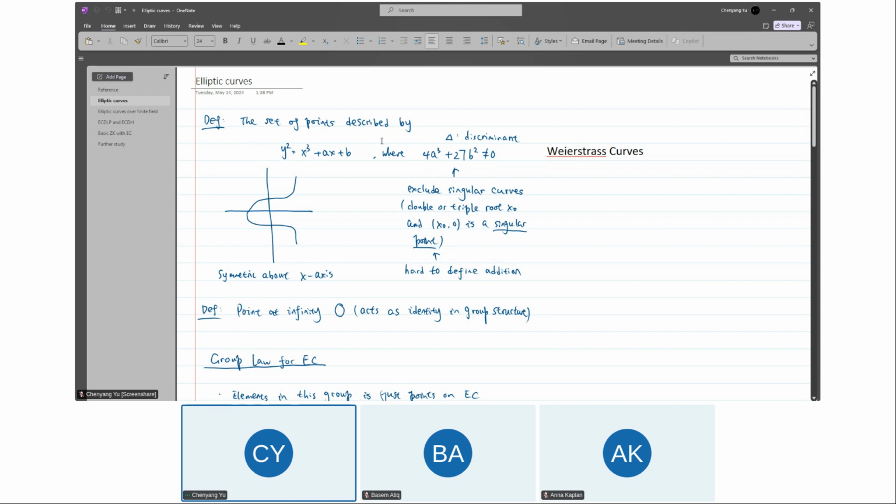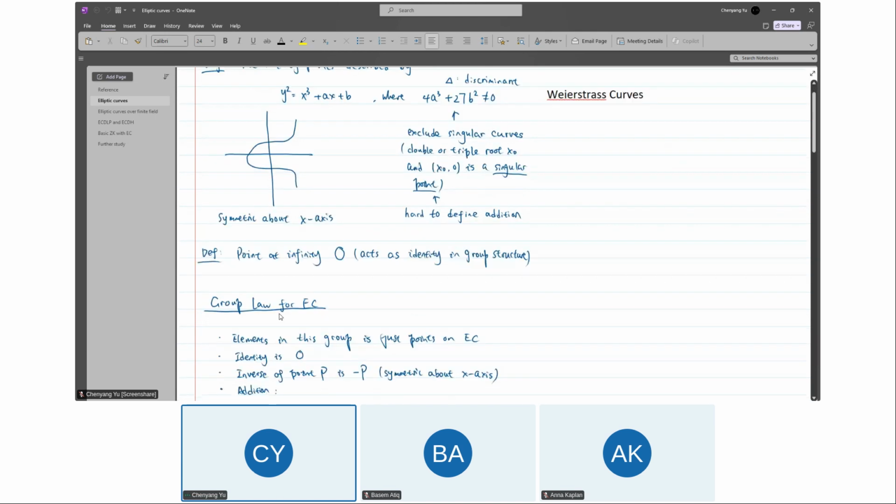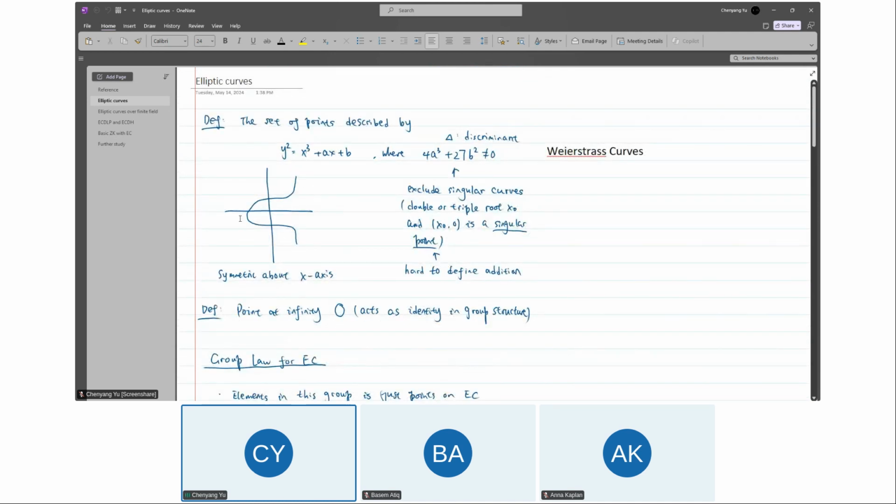This non-zero discriminant requirement is to exclude the singular curve situation. If you have a zero discriminant, then it's hard to define the addition group law. So we are excluding this zero discriminant situation. The graph generally looks like this.